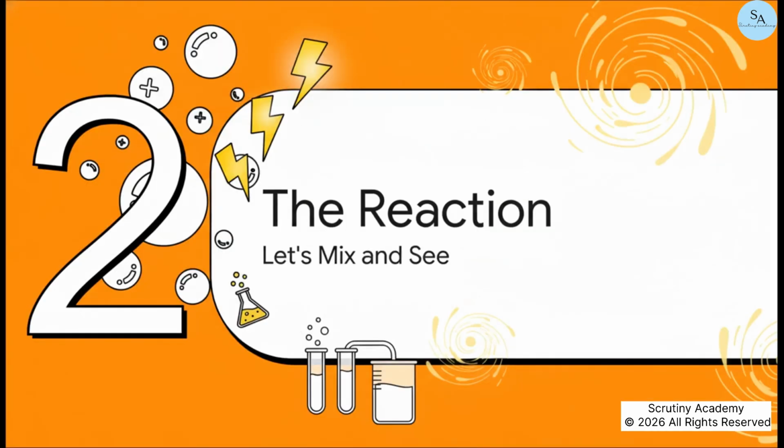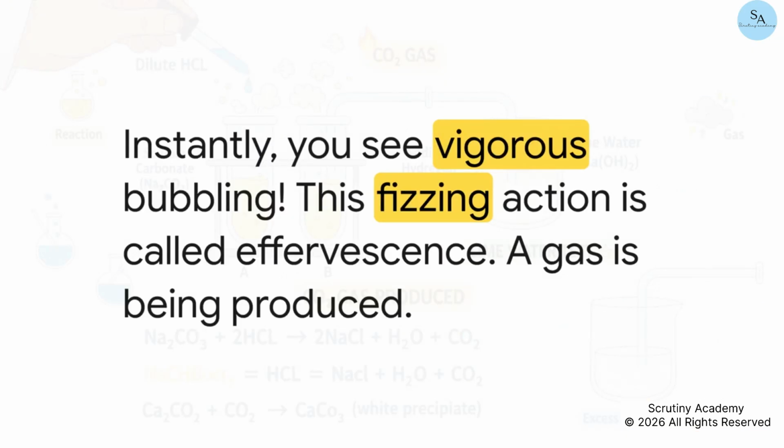All right, it's time for the reaction. Let's see what happens the moment the acid touches the carbonate. And there it is. Instantly, you see all these bubbles, a real fizz happening. In chemistry, we have a proper word for this: effervescence. This is our first big clue, you know? It tells us that a gas is being produced.